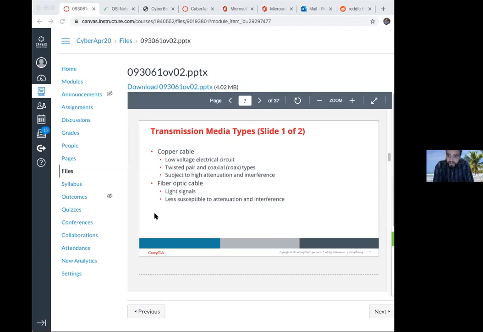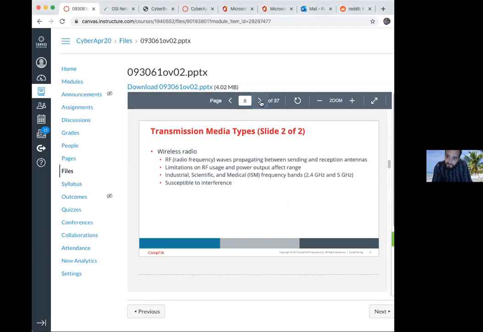And then we have wireless radio. So we have RF, radio frequencies, and this propagates in the air, sending signals to antennas and things. The International Telecommunications Union uses a bunch of different frequency bands, and you have to get a license from the government to use them.